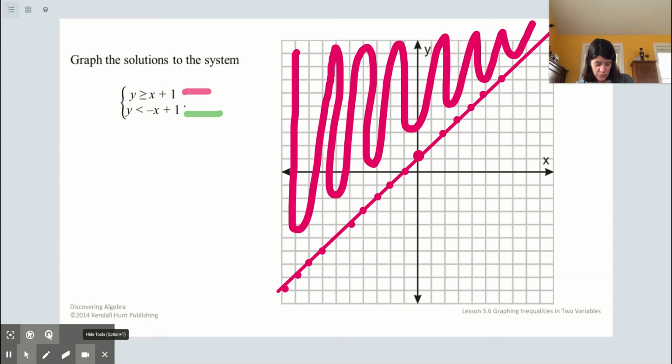Then I'm going to, in green, draw the other graph, which is y is less than negative x plus 1. And this has a negative slope, a slope of negative 1, I should say. So I'll draw those to help me draw that line.